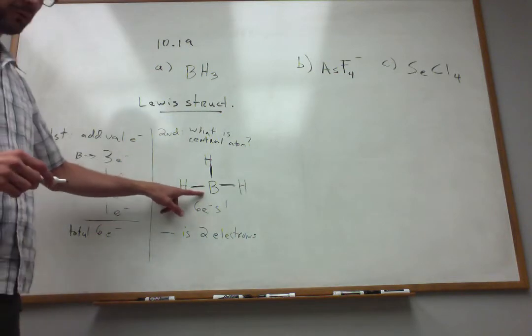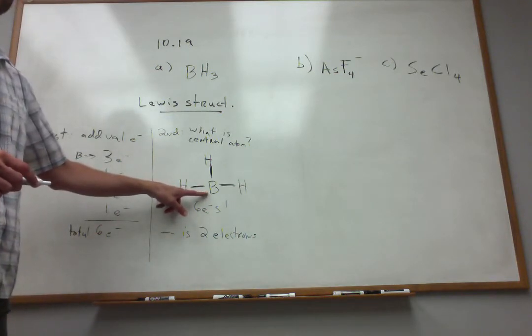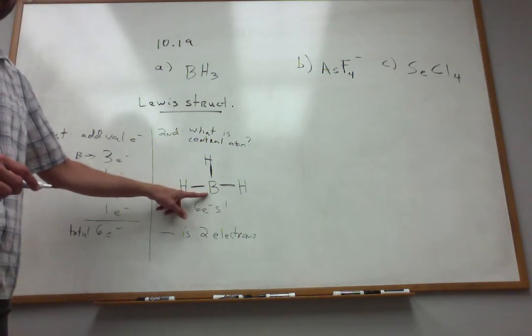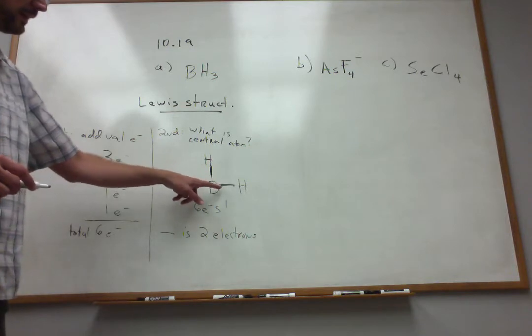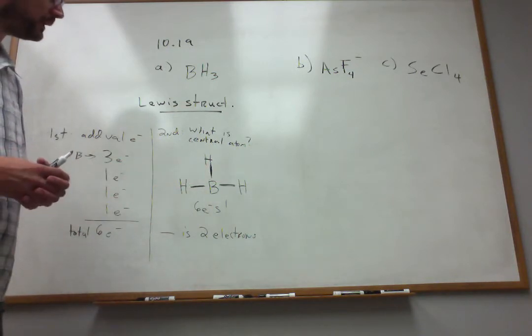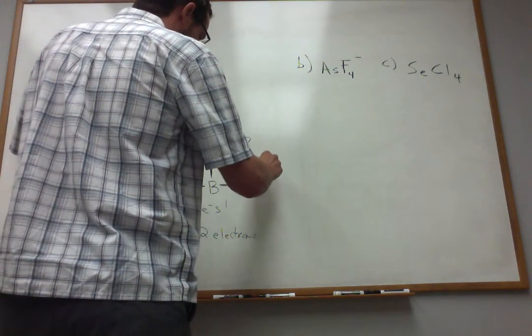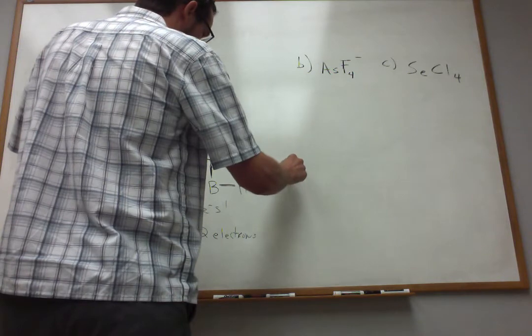The only problem with what I've drawn is my central boron does not have a complete octet. It does not have 8 electrons associated with it. It's only got 6 that are shared here, here, and here. All right, 2, 4, 6. Each line represents 2. So the BH3 molecule has an exception to the octet rule.